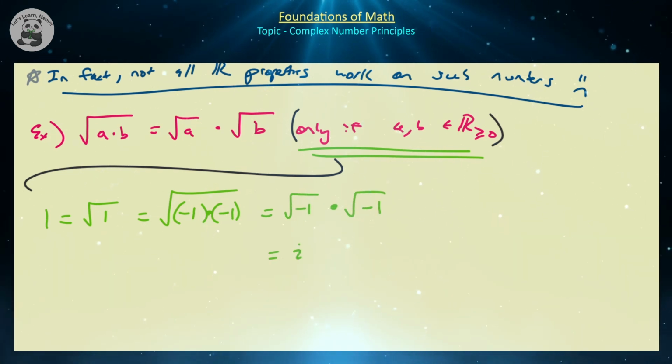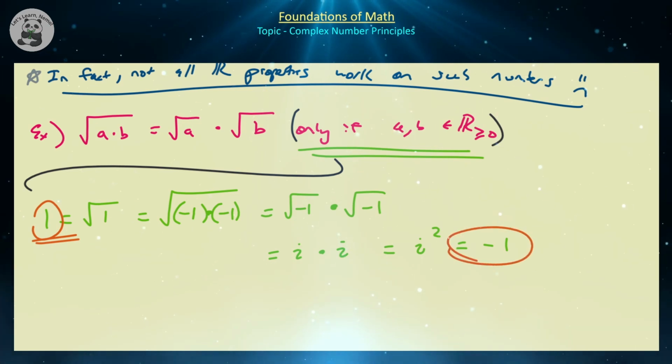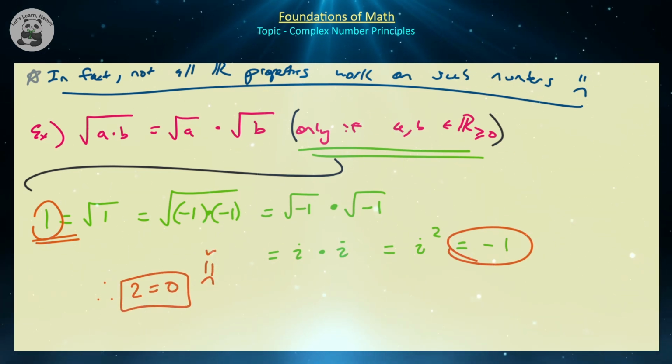By definition, this is going to be equal to i times i, and i times i is going to be i squared, and we know that i squared is equal to minus 1. And you're like, okay, well, that's cool. But if you sort of zoom out, what we have here is that 1 is equal to minus 1. And if we add 1 to both sides of that equation, we have that 2 is equal to 0, which is not true at all, right?